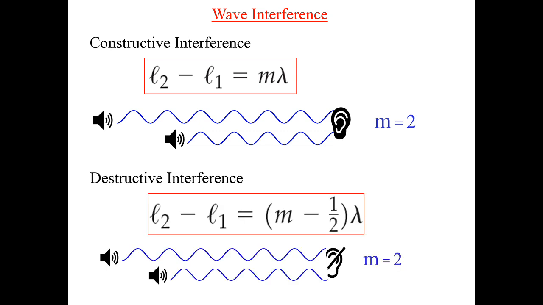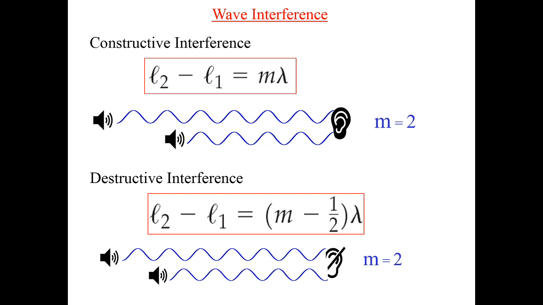For destructive interference, the condition is that the difference in path length is off by 1/2, that is, an integer minus 1/2 times the wavelength. So in our example here, our second speaker is 1.5 times the wavelength closer to the ear than the other. That means that the peak in the first sound wave is a trough in the second. So if you add them together, they're going to add up to be 0. So that means that they'll cancel each other out.